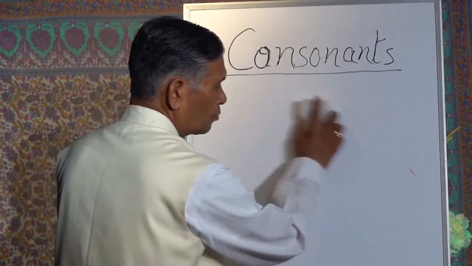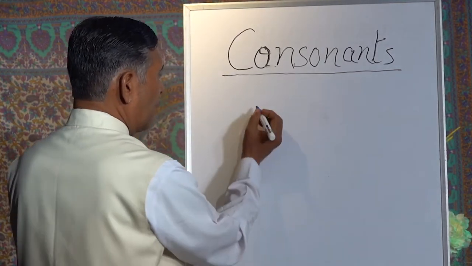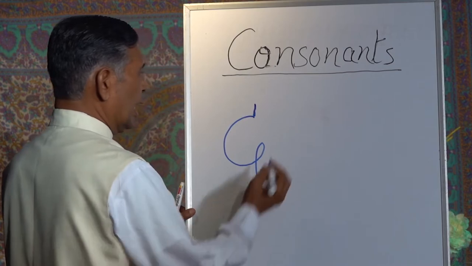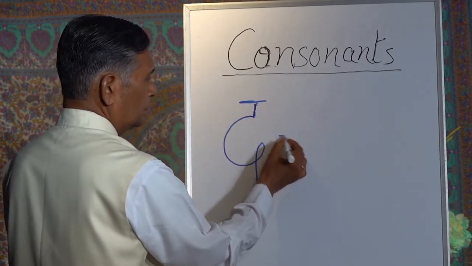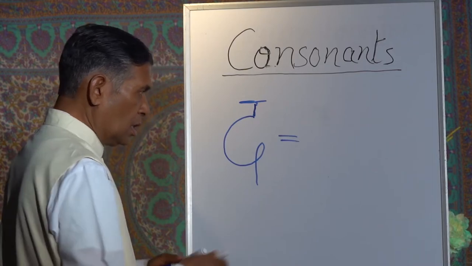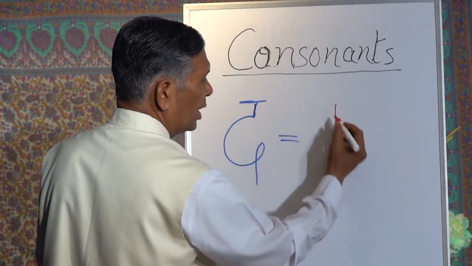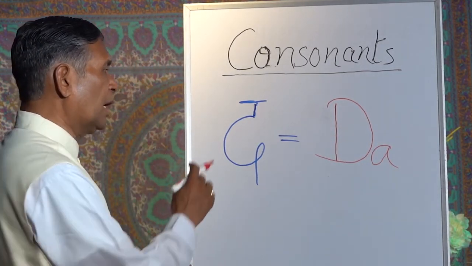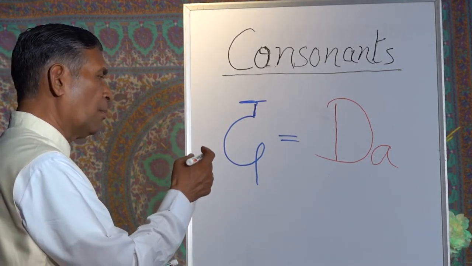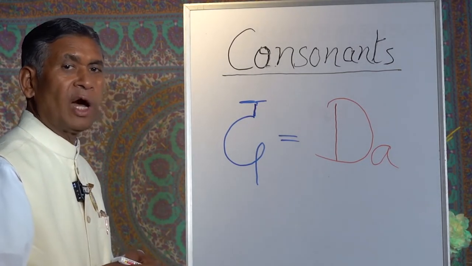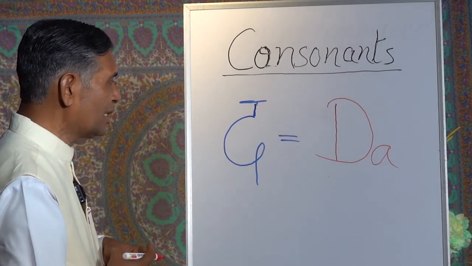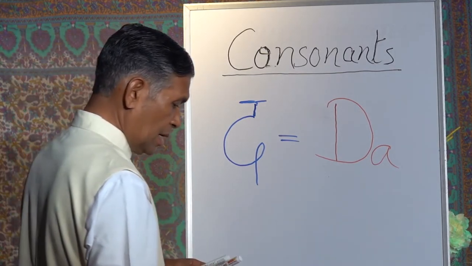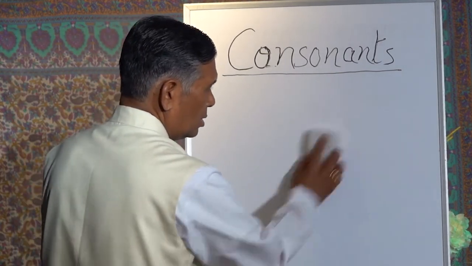Next one. That is the da. Keep hanger, make like C, but with the tail. This is letter the. This is a very important letter because mostly we use this the for dada, for dadi, for didi. This is the soft one, the. Next is dha.